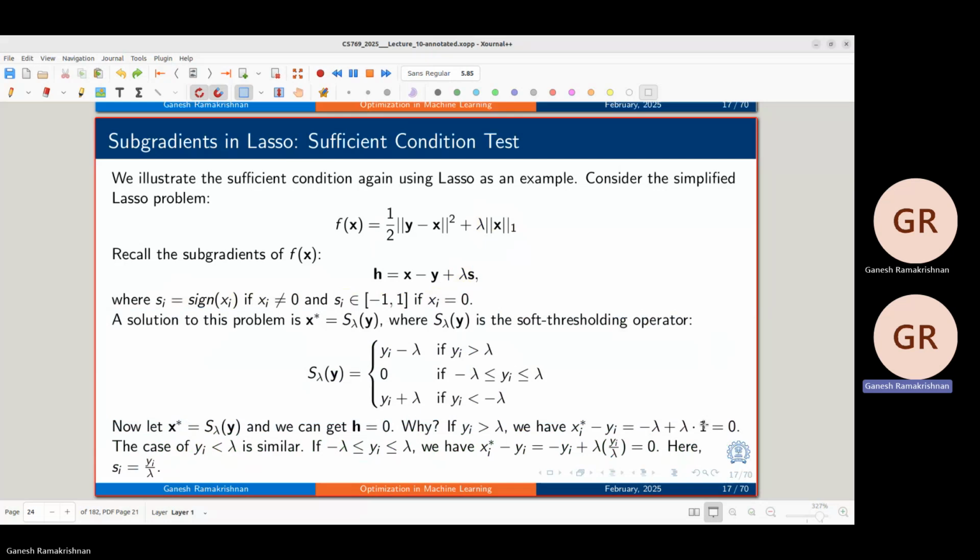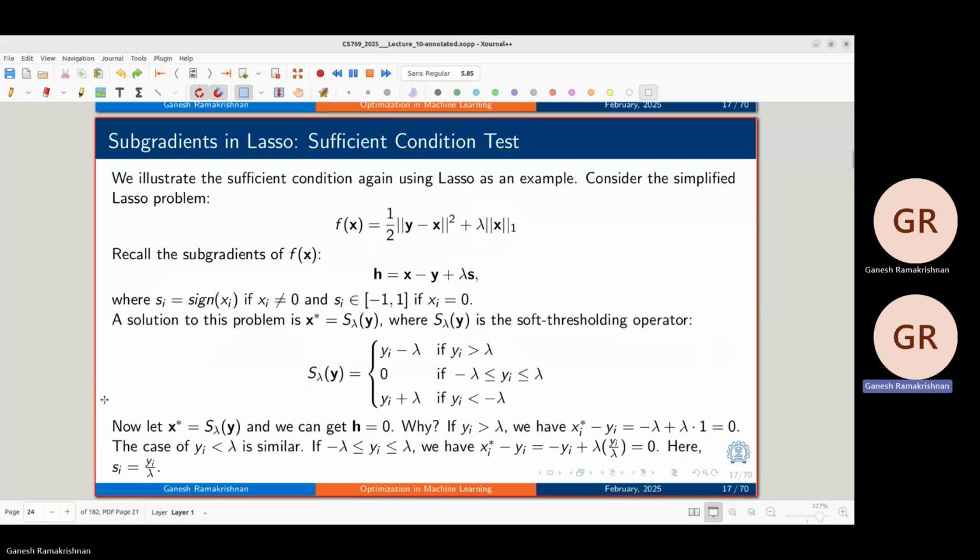You take y, if it's greater than lambda, clip it by lambda. If it's less than minus lambda, increase it by lambda. If it's between minus lambda and plus lambda, set it to zero. This is called a soft thresholding operator.